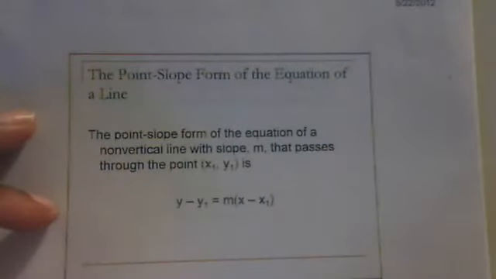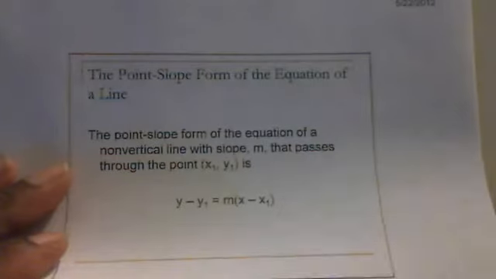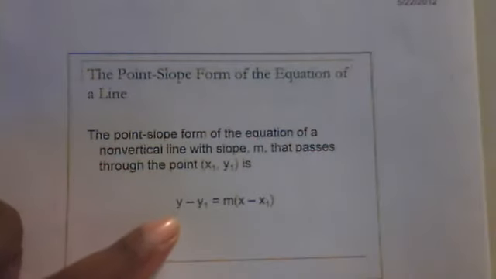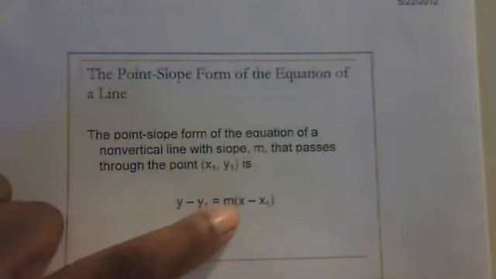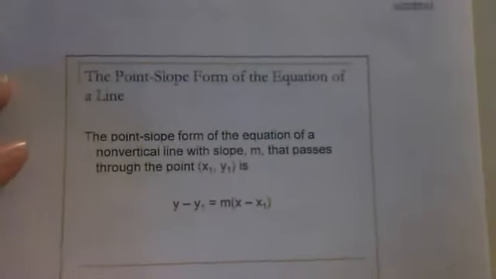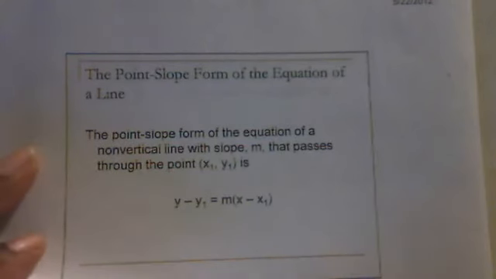All right, next we'll look at the point-slope form of the equation of a line. The point-slope form of the equation of a non-vertical line with slope m that passes through the point x1, y1 is going to be this formula. y minus y1 is equal to m times the quantity x minus x1. This is the formula that we use to find the equation of any line when you're given a slope and a point.